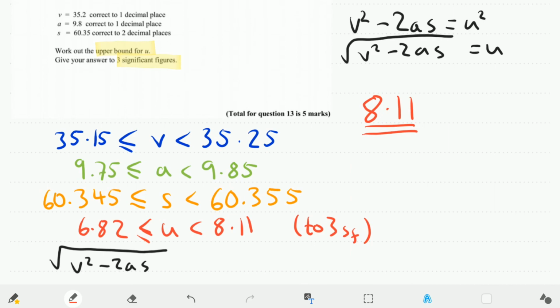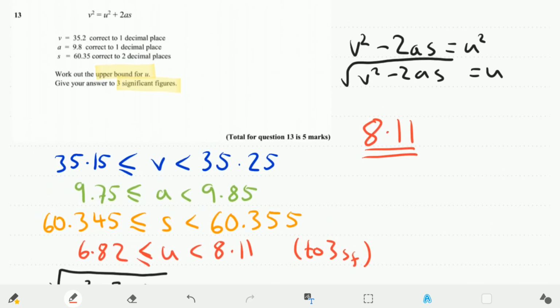So I hope this question has made sense. I tried to go into as much detail as I possibly could, because this is one of those questions which is quite difficult for a lot of people to understand what's actually going on. But once you read the question and you think about it, I think it makes it quite easy to actually know what the question is trying to ask of you.